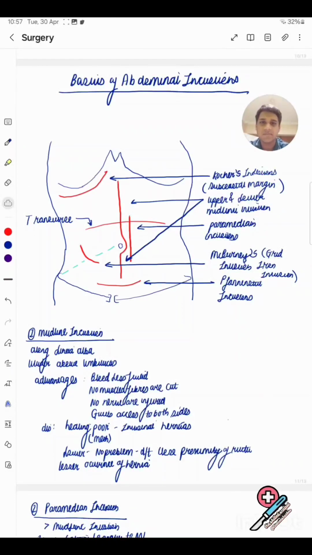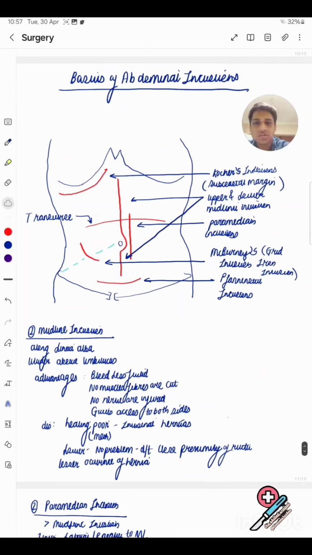Today I'll be explaining the basics of the abdominal incisions. As you can see, I have drawn the diagram of the abdomen here. The subcostal incision in the right part is the Kocher's incision. It is parallel to the subcostal margin.